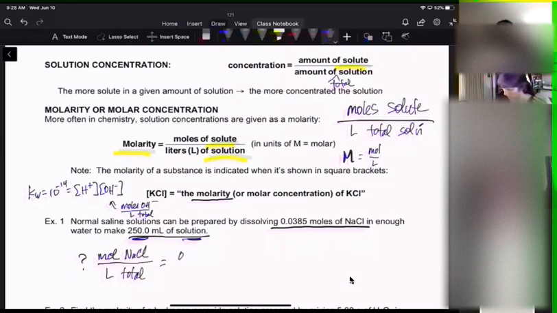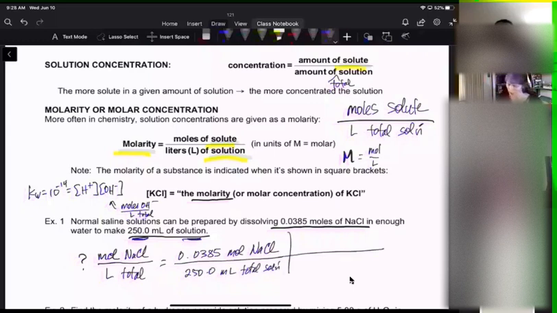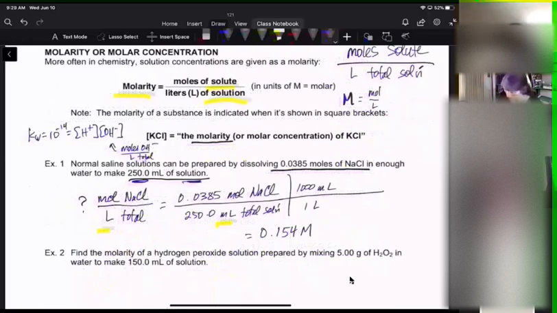So those moles are going to go on top, and that volume goes on the bottom. We have 250 milliliters of total solution. Well, we need to get rid of the milliliters and go to liters, and then we'll get one value. So 1,000 milliliters on top to 1 liter here. That gives me a 0.154 molar solution.